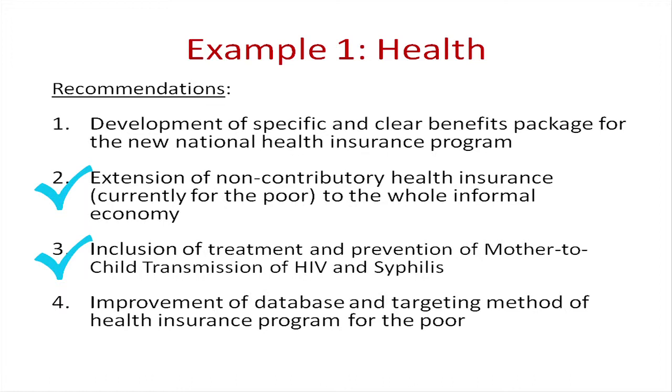We have, for instance, the first recommendation, development of specific and clear benefit package for the new National Health Insurance Program. The second one is the extension of non-contributory health insurance that is currently provided by the government, but only for the poor and near poor. But we would like to extend it to the whole informal economy, for instance. The third is the inclusion of treatment and prevention of mother-to-child transmission of HIV and syphilis. And the fourth is improvement of database and targeting method of health insurance program for the poor.